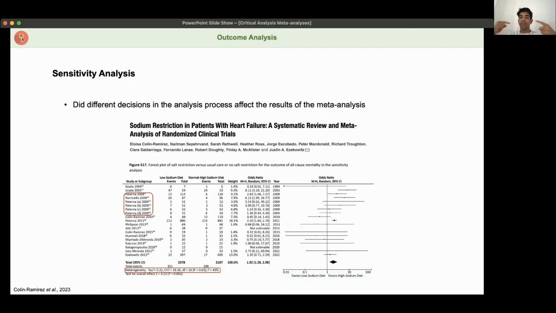That's the kind of thought process I would go through when doing a critical analysis of this data. So I hope that helps in maybe helping you think of questions to ask yourself while you're reading a meta-analysis and looking at what they've actually done and whether the results actually make sense.